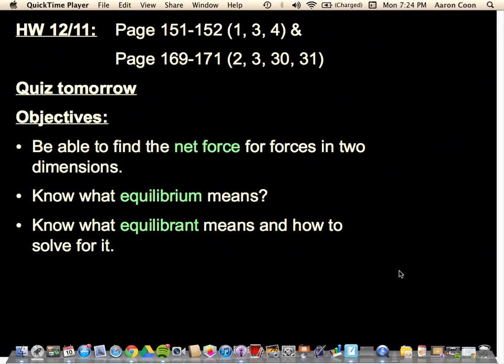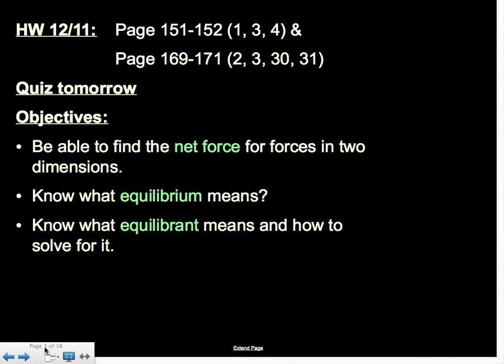Today I'm going to discuss forces in two dimensions, and then I'm going to solve the hanging sign problem. And also this helps you with homework 1211.